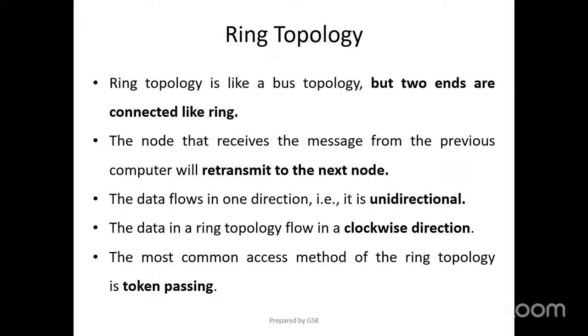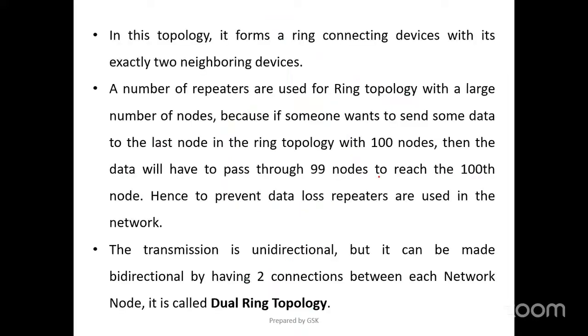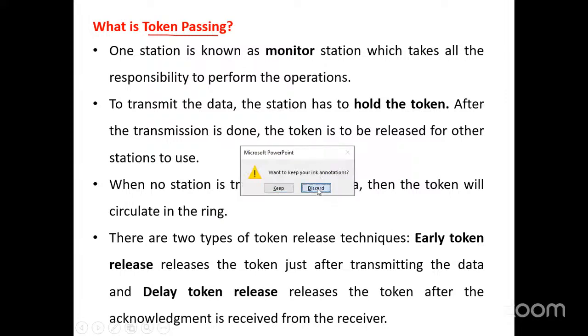Next, we covered ring topology already. Very simple. We connect all the devices in a ring manner. The shape is just like a ring. And to strengthen the signals, we use repeaters also. And the technology we use in the ring topology is token passing. Nothing but if any node wants to transfer the data, that node.